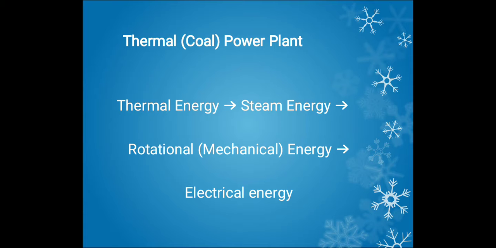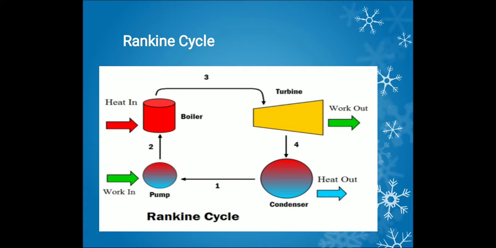Then what does a coal based thermal power plant mean? Thermal energy is converted into steam energy. That steam energy is converted into rotational mechanical energy. That mechanical energy is converted into electrical energy. Okay, this is a simple Rankine cycle of the thermal power plant.